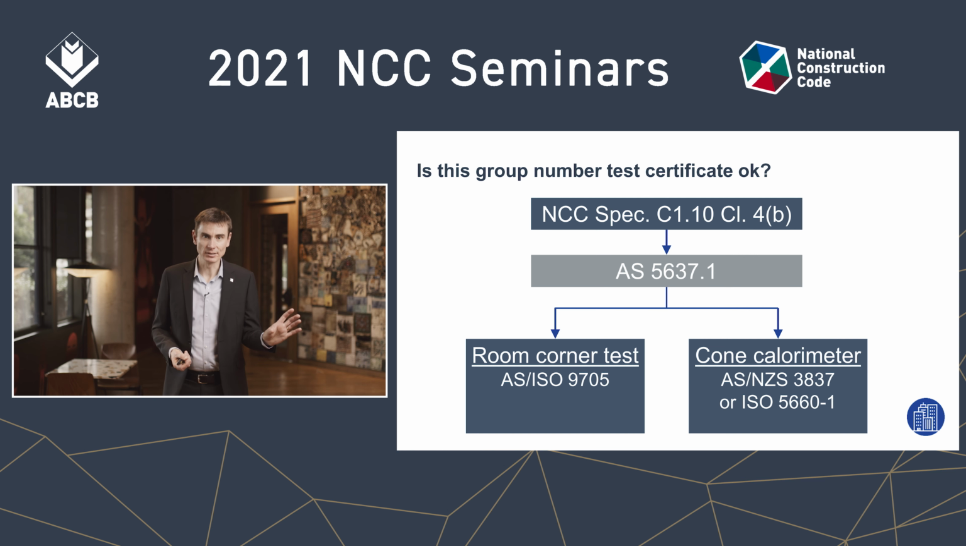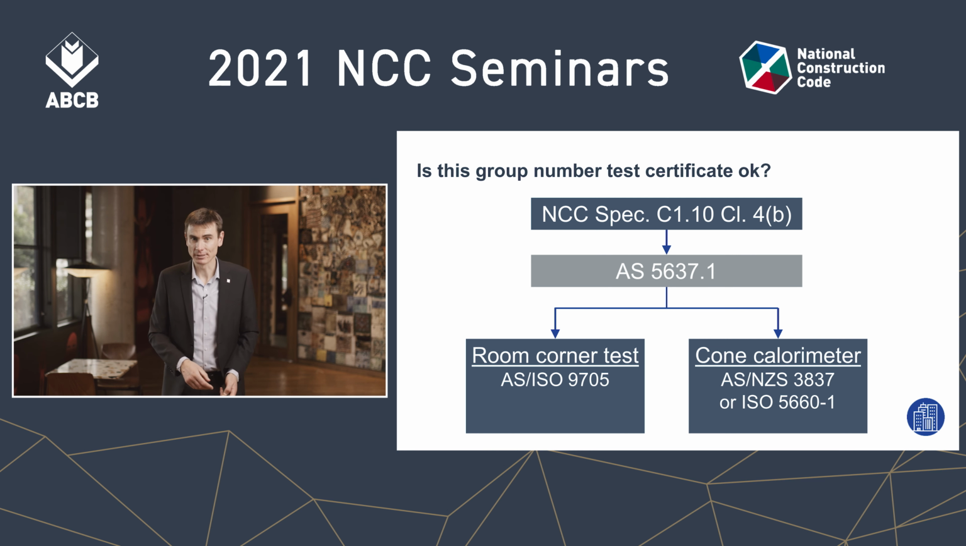Now, for the room corner test, you need to build a room 3.6 by 3.6 by 2.4, so about bedroom size. The walls and ceiling must be made from the material that you're testing, heat is applied at the corner, a fire starts, and data is recorded. This is a full-scale test. It's a very expensive and involved test.